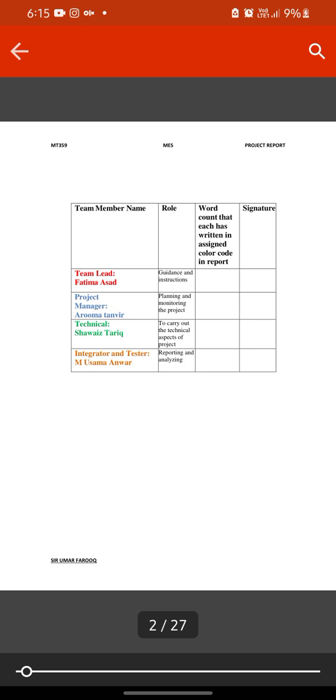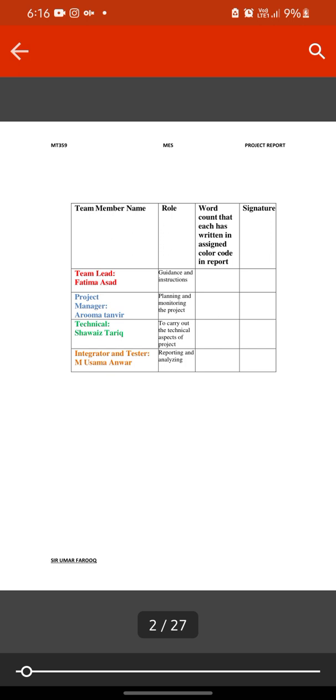First of all, I would like to discuss the team member roles and what they performed. The team lead was Fatma Asad, who provided us with guidance and instructions on how to do this work and how to modify our line follower robot. Our project manager is Aruma Tanveer, who handled the total planning and monitoring of the project, like how the project should work and how much is done.